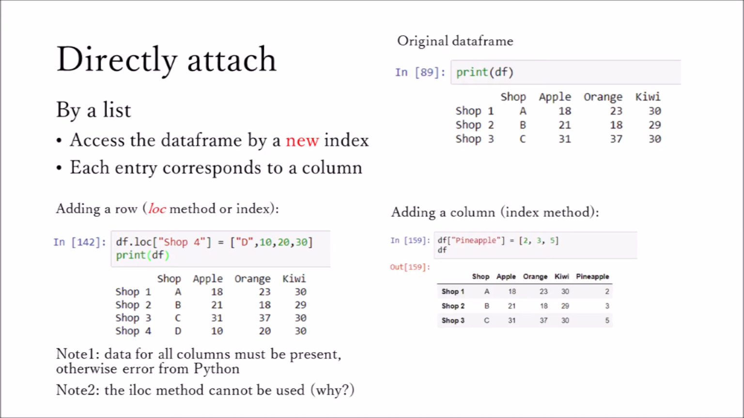To illustrate this idea, let us reuse our old friend example, the data frame which we have been using in the last chapter. When we call for the column pineapple, as we show here in this example, and assign it a list of elements 2, 3, and 5, then the final data frame will have 5 columns, as we have expected.